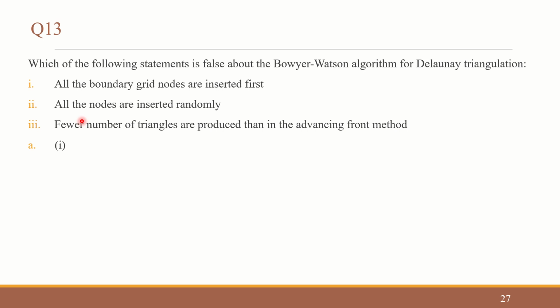So we will see the options. Option A is 1. Option B is 2. Option C is 1 and 3. Option D is 2 and 3. As per our understanding, the first and third statements are false, so option D is the right answer. Not option D, sorry, option C, 1 and 3. Option C is the right answer. Now we will see why the second statement is true and the rest of the statements are false.